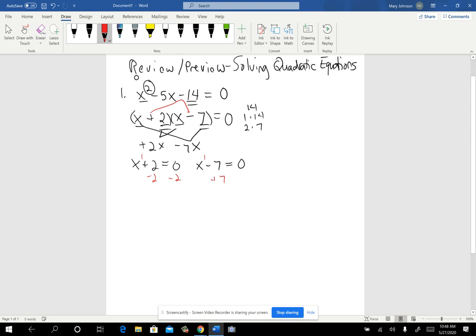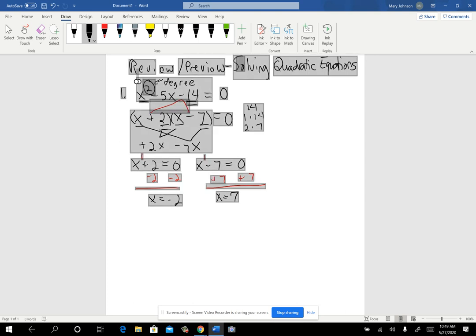So you just subtract 2 from both sides, add 7 to both sides, and you wind up with x equaling negative 2 for one solution and x equaling positive 7 for the other. Okay, and it was squared. That's the degree right there. And that tells you how many solutions to expect. So we're expecting to get those 2 solutions.